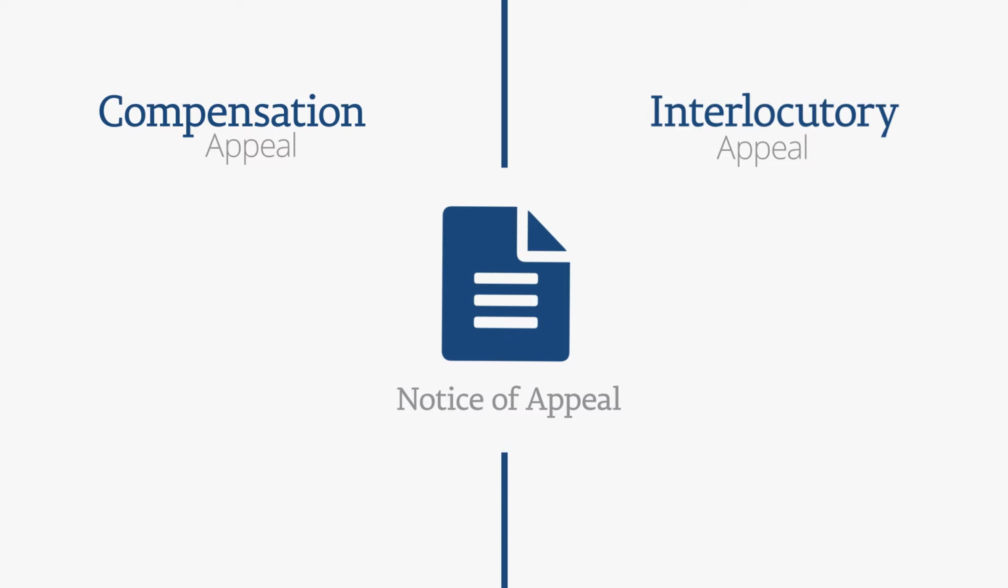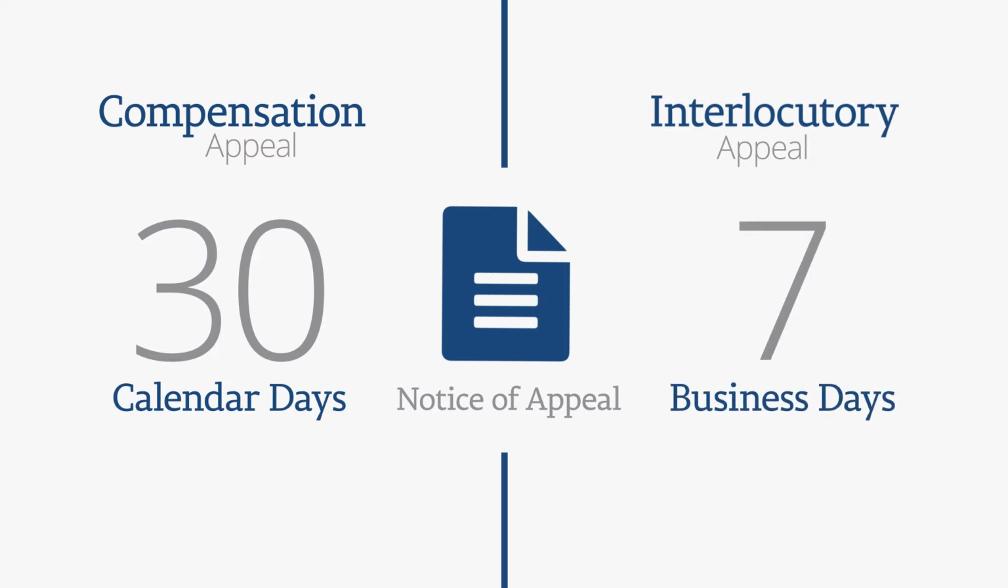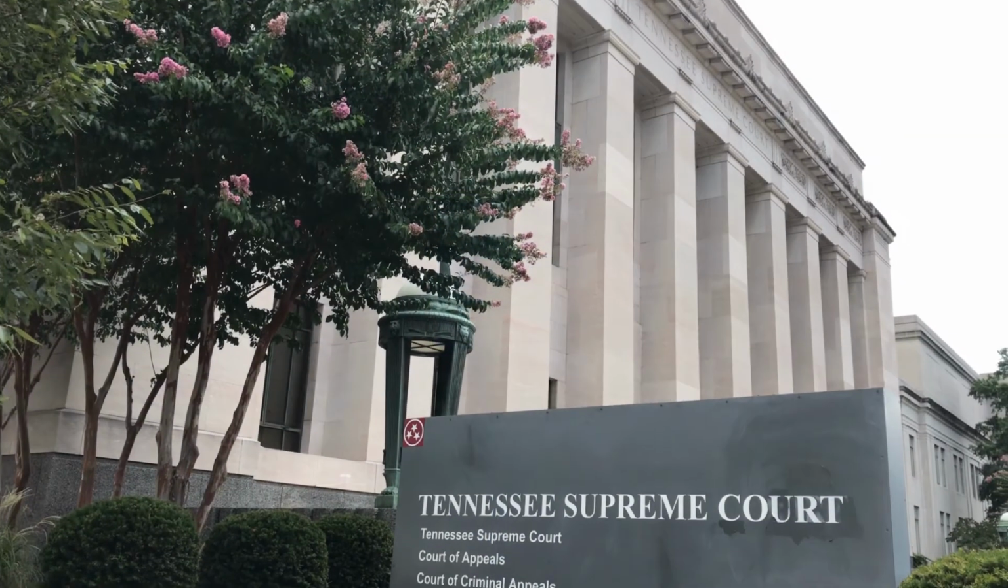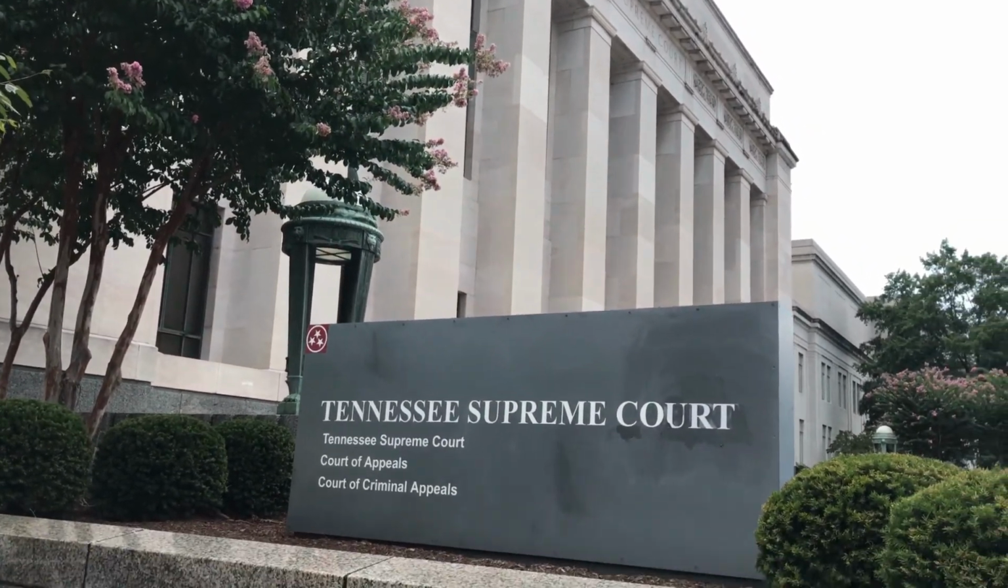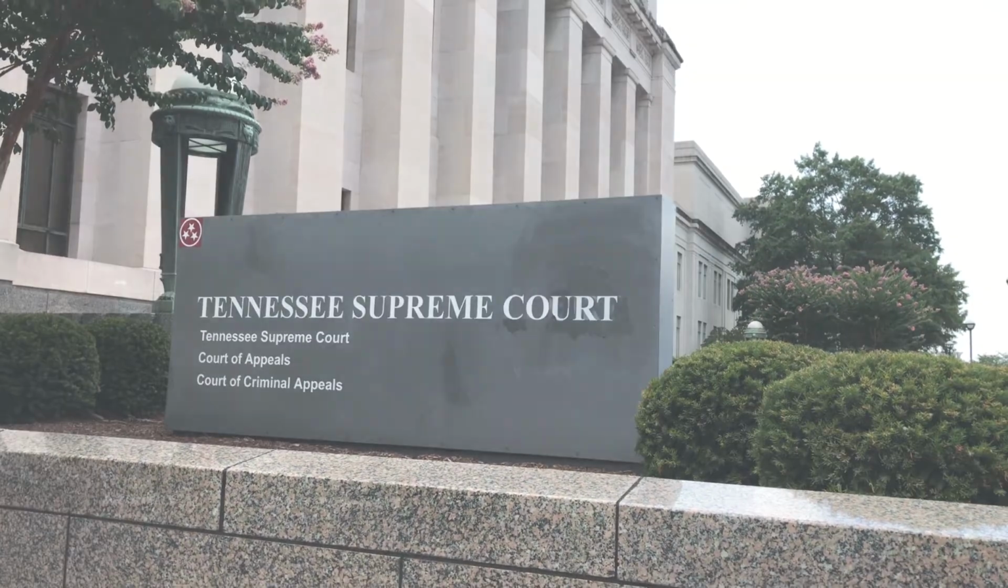In compensation appeals, where the trial court has disposed of the case in its entirety, the notice of appeal must be filed within 30 calendar days from when the trial court filed the order being appealed. And for interlocutory appeals, the notice of appeal must be filed within 7 business days from when the trial court filed the order being appealed. Alternatively, in the case of a compensation appeal, you may appeal directly to the Tennessee Supreme Court, bypassing the appeals board under the statutes and court rules applicable to appeals to the Supreme Court.